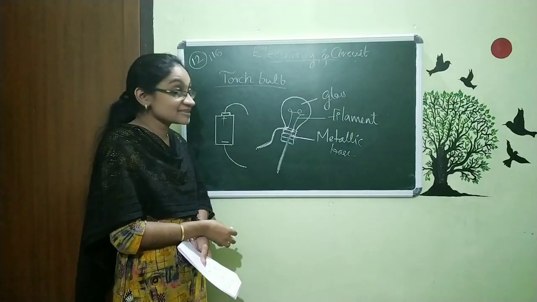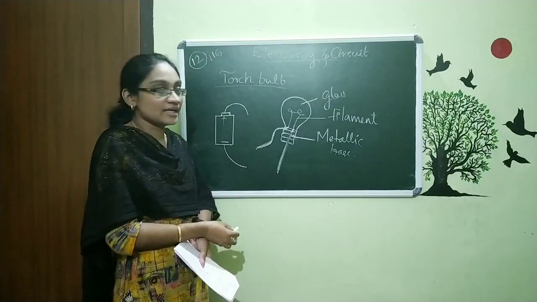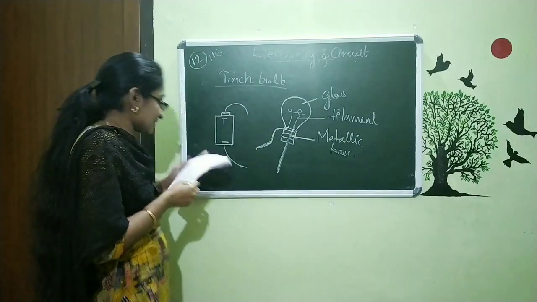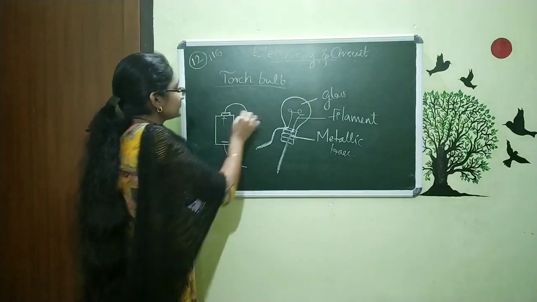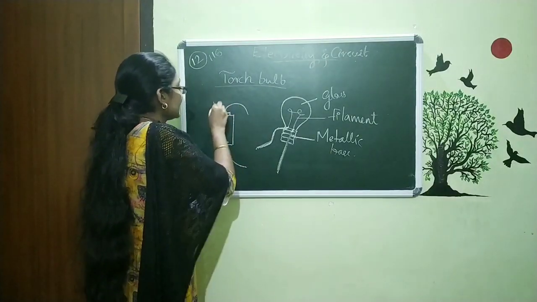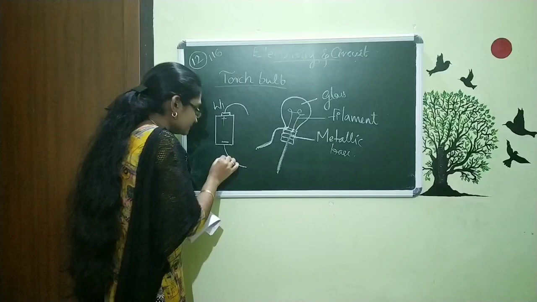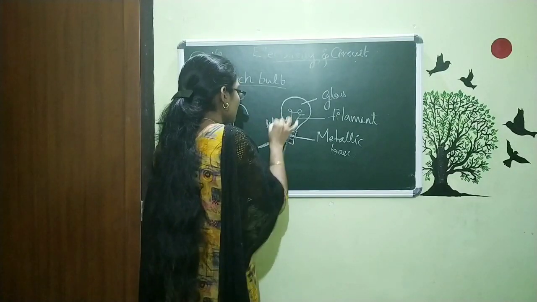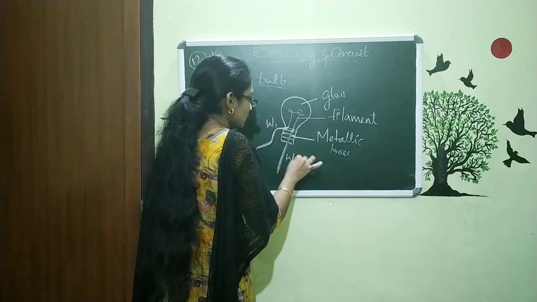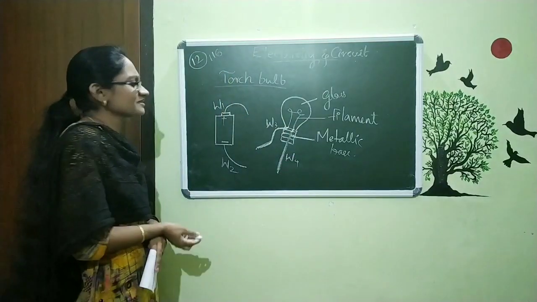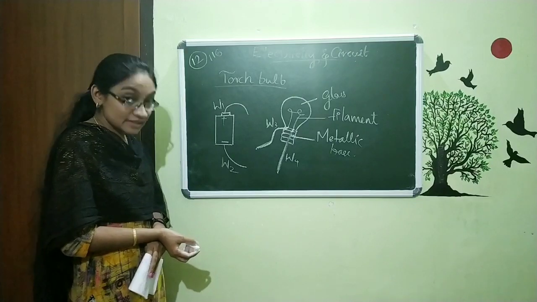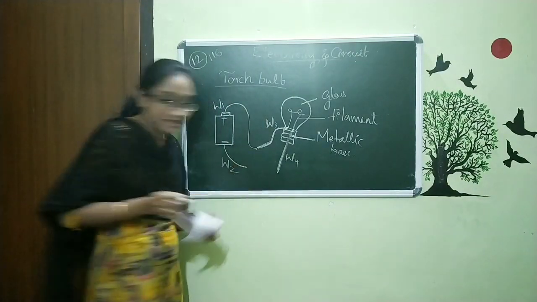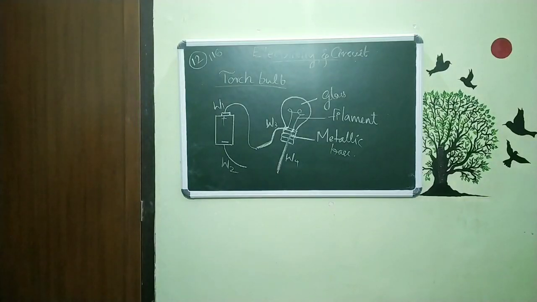Now my aim is this: I want to connect this and make this bulb glow. The first case is this: I want to connect this. I am calling these wire 1, wire 2, wire 3, wire 4. 4 single wires. And I am connecting wire 1 with wire 3.